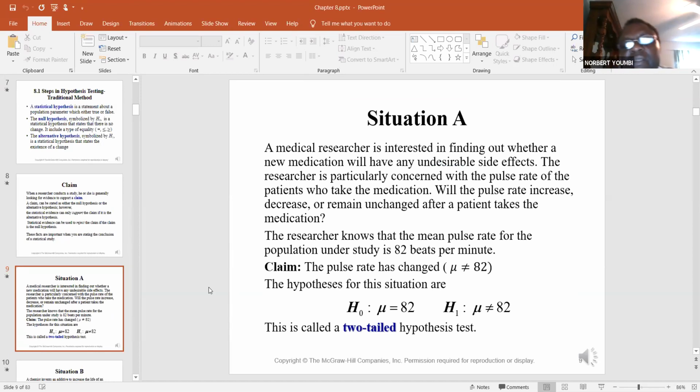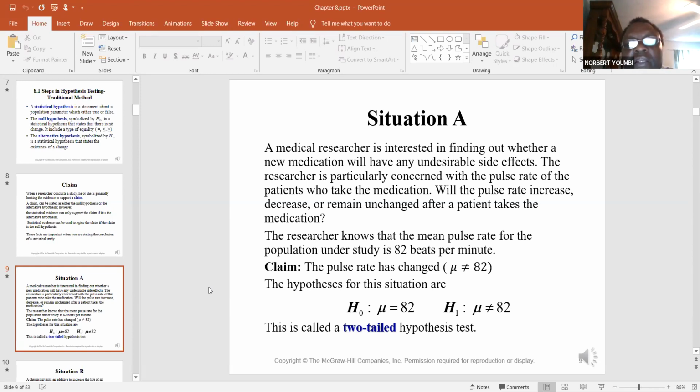So let's look at this example. A medical researcher is interested in finding out whether a new medication will have any undesirable side effects. The researcher is particularly concerned with the pulse rate of the patient who takes the medication. Will the pulse rate increase, decrease, or remain unchanged after the patient takes the medication? The researcher knows that the mean pulse rate for the population under study is 82 beats per minute.